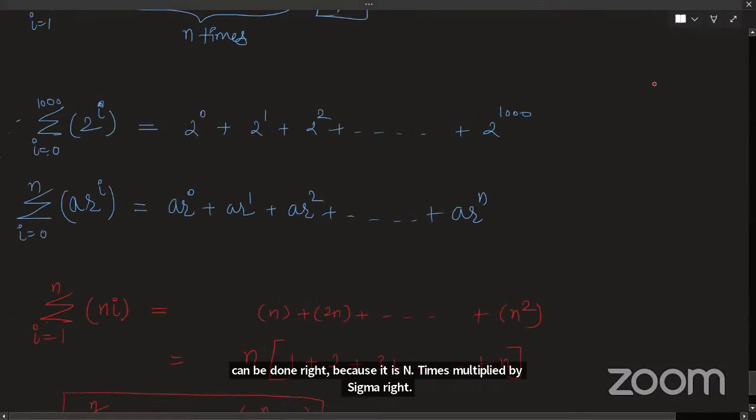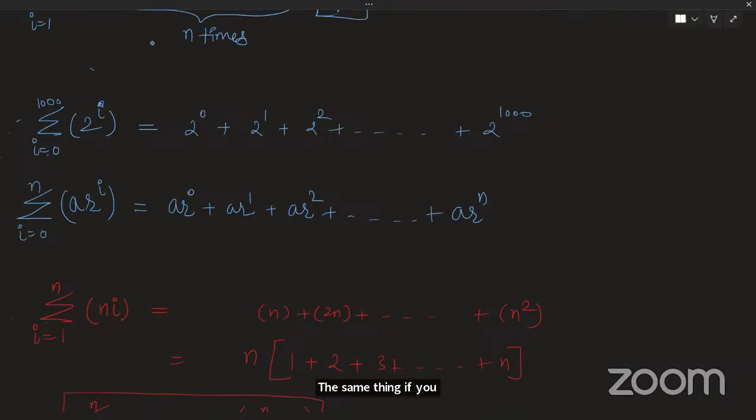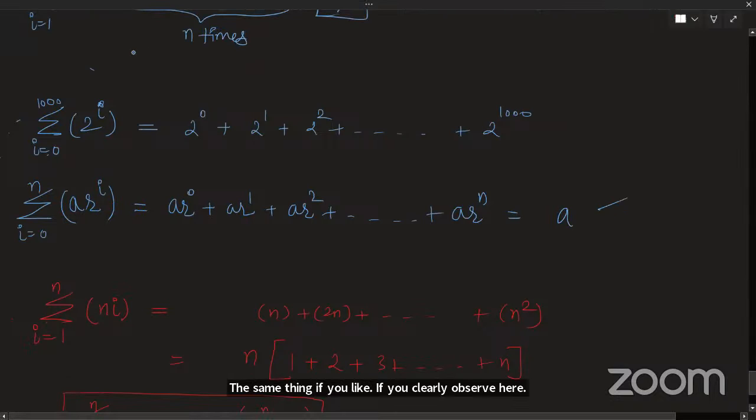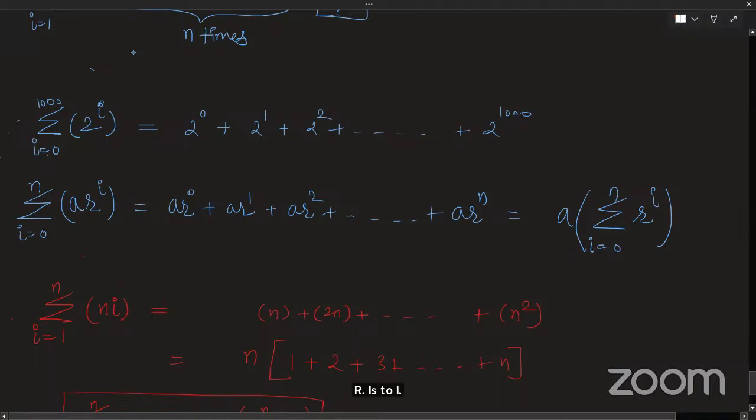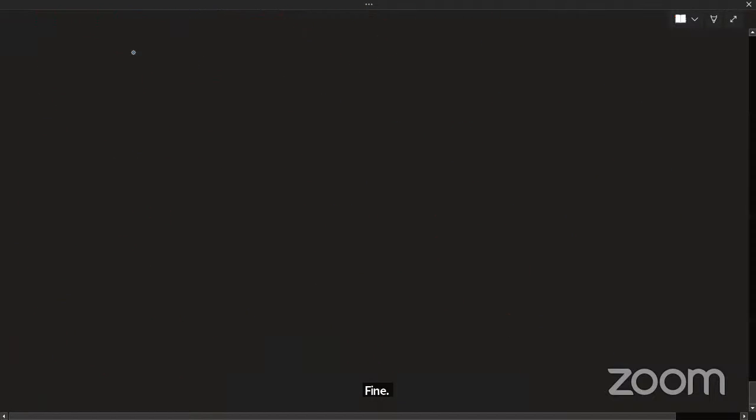The same thing, if you clearly observe here, can be written as a times sigma i equal to 0 to n of r raised to i, right? You can take a common out from each of these terms, since each has a common factor. Fine. Okay, great.